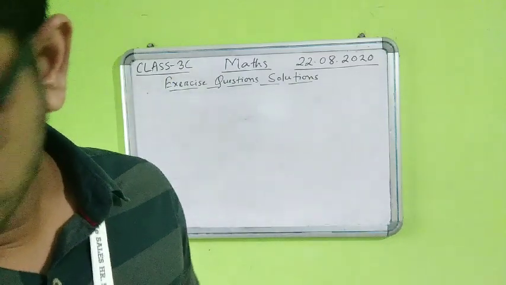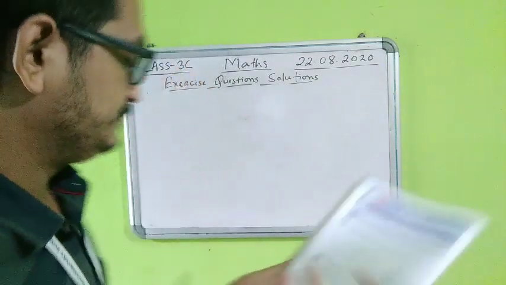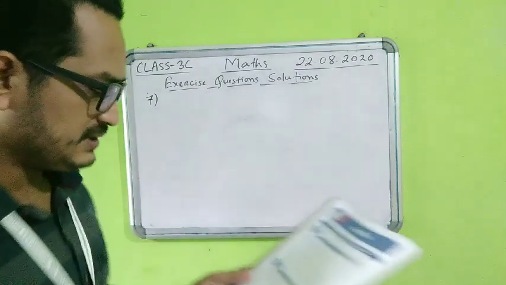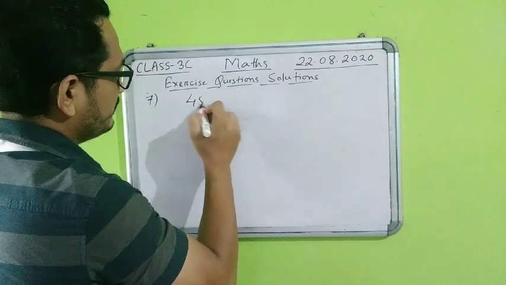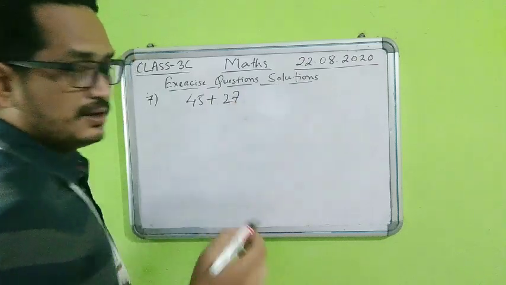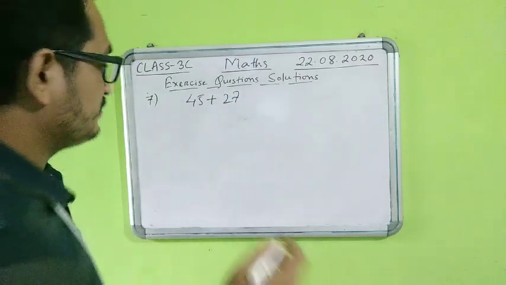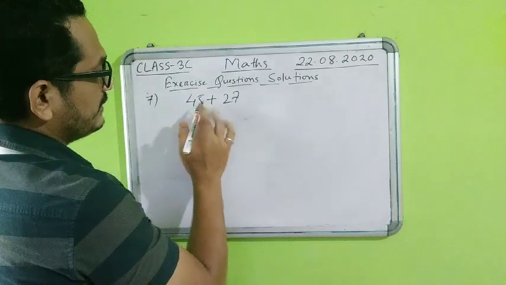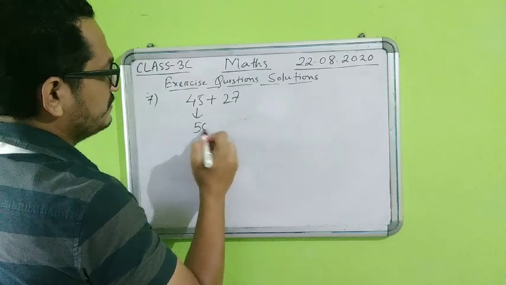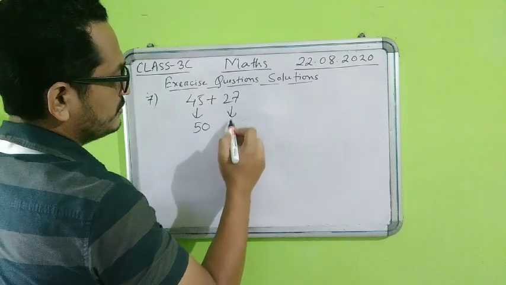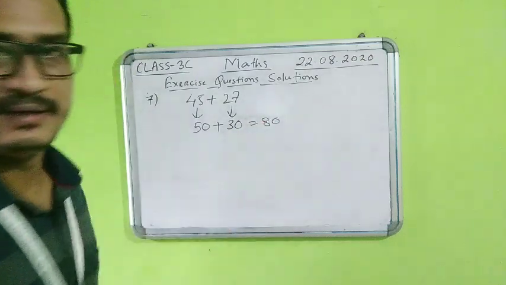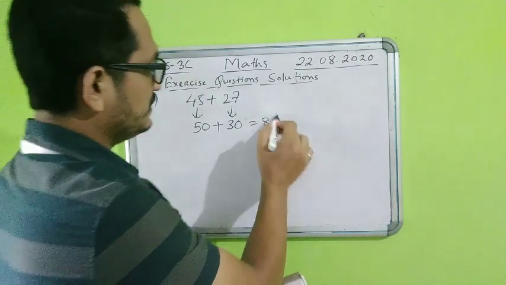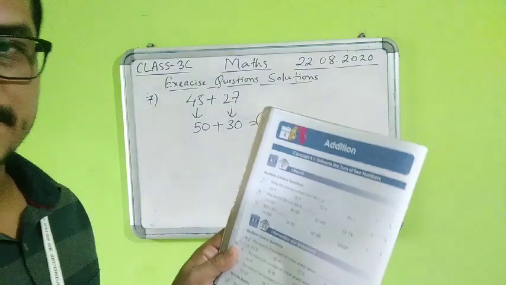Now question number 7 is the estimated sum of 45 and 27. We need to first estimate and then find the sum. 45, if I round off, will become 50. 27, if we round off, will become 30. Now 50 plus 30 will be 80. So the answer should be 80. Please write it down there in the blank space, 80.